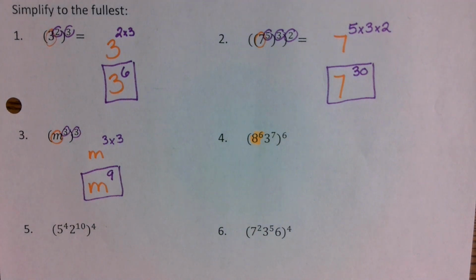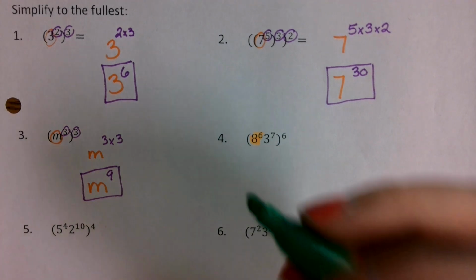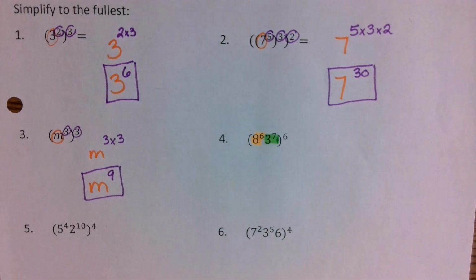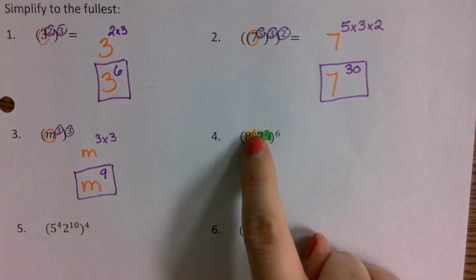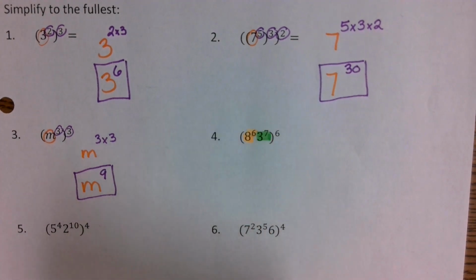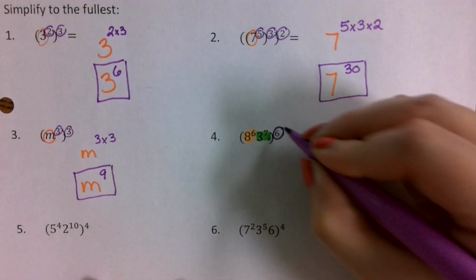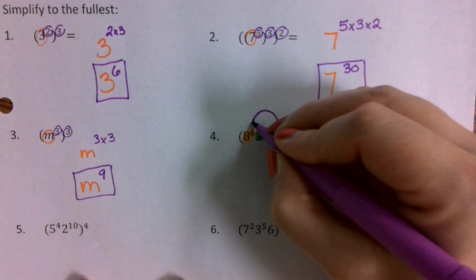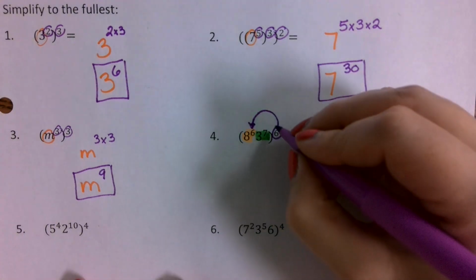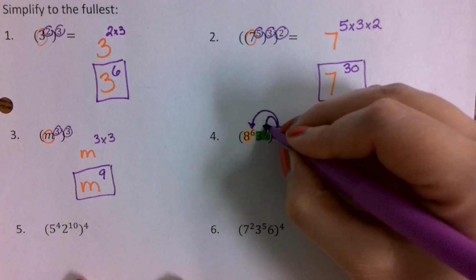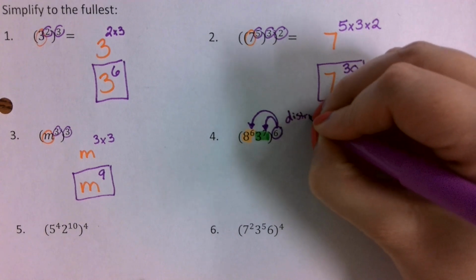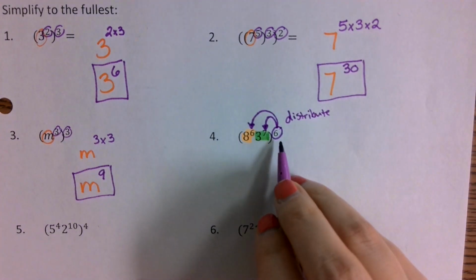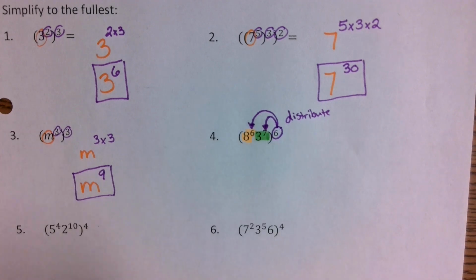I also have 3 that's raised to the 7th power. So I'm going to make sure that when I'm multiplying, I'm not multiplying these two exponents together, but I'm multiplying the exponent by the exponent that's on the outside. So this exponent that's on the outside is actually going to get multiplied to the 6th, and it's going to get multiplied to the 7th. This is kind of like distributive property. We're going to distribute, meaning we're going to take that and multiply it to each of the exponents on the inside.